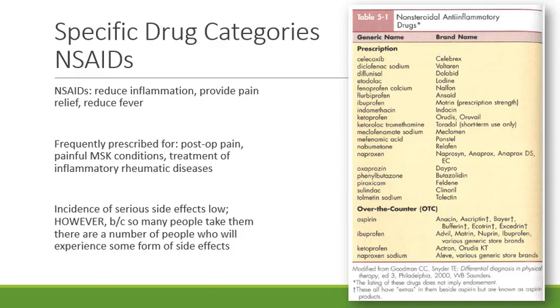We see in Table 5.1 that there are a lot of different non-steroidal anti-inflammatory drugs. There's both the prescription strength and the over-the-counter ones. These are frequently prescribed for postoperative pain, painful musculoskeletal conditions, and treatment of inflammatory rheumatic diseases. Incidence of serious side effects is low, so that's good, but there are a lot of people that take them, so the number of people who may experience some form of side effect may be common.